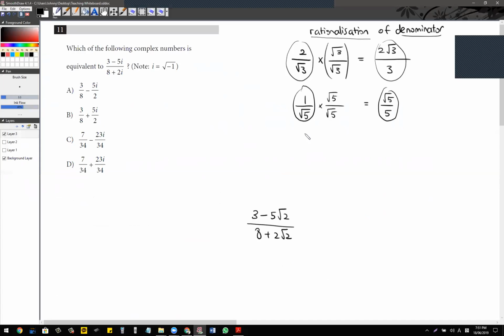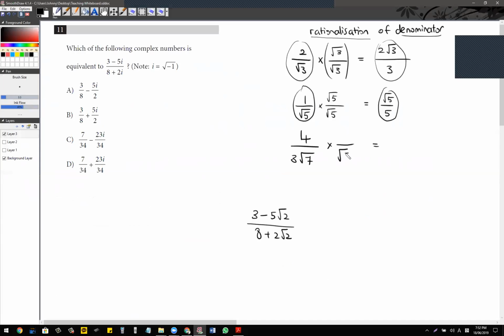Try this one. 4 over 3 root 7. I want you to rationalize that. Do you have to multiply the root 3 along with the root 7? It doesn't matter. You can do 3 root 7 as well, or just root 7.